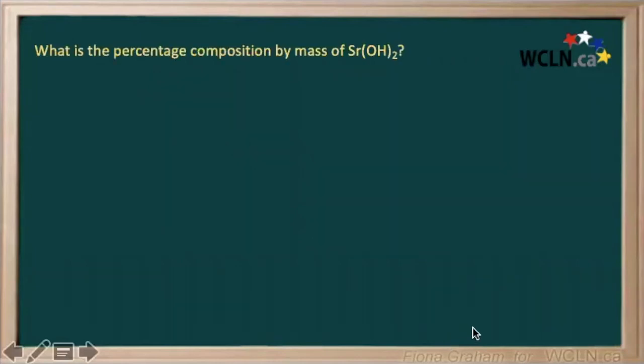Okay, the question here is asking us what is the percentage composition by mass of strontium hydroxide? So, to answer this, we're first going to calculate the mass of our whole compound, strontium hydroxide. And then we're going to calculate the mass of each of the elements separately. And then finally, we'll compare the mass of each of the elements separately to the overall mass to get our final percentage by composition.